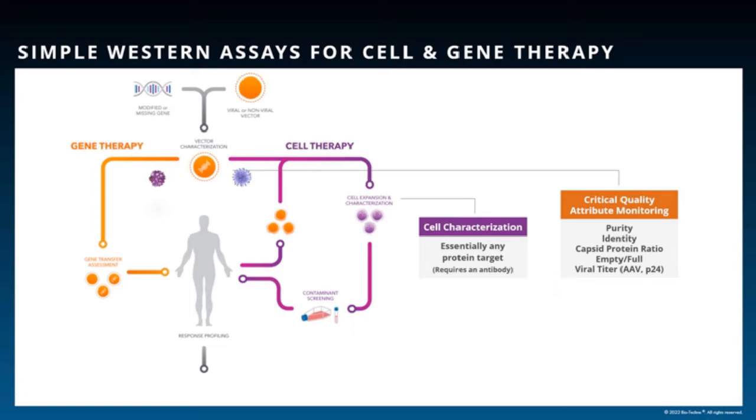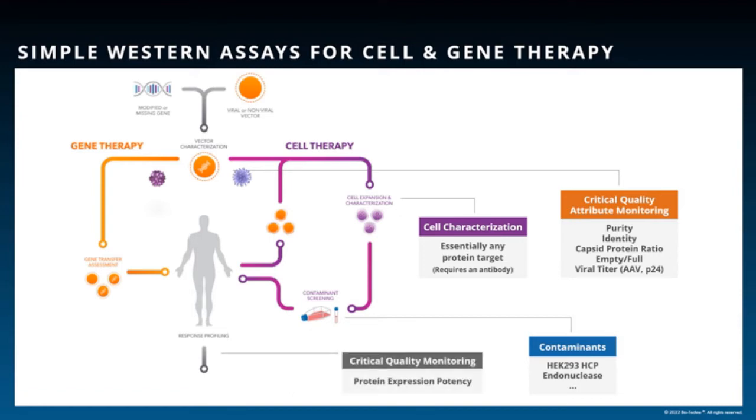For cell characterization, as needed, and while I don't have a specific example today, really any protein target where there's an antibody should work. For contaminants, Simple Western can be used to look at host cell proteins as well as other impurities. In addition, getting down further after the cell or gene therapy has been administered, Simple Western can be used for response profiling. And frankly, even farther upstream before the vector is even made in R&D. Today, I would like to provide a few examples of how Simple Western can support the CQAs for viral vectors.